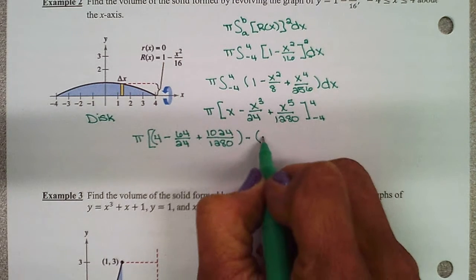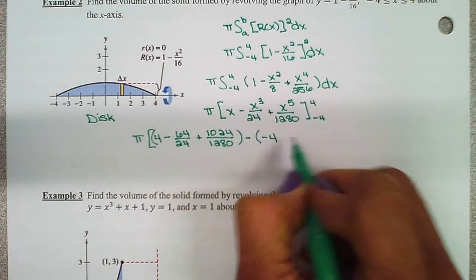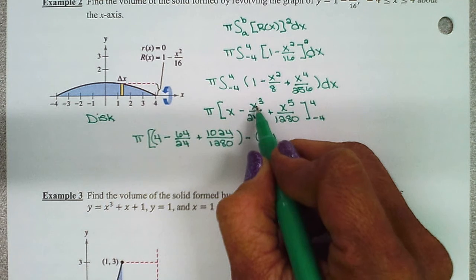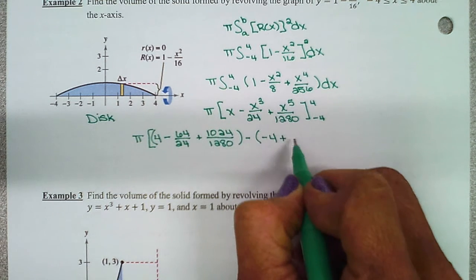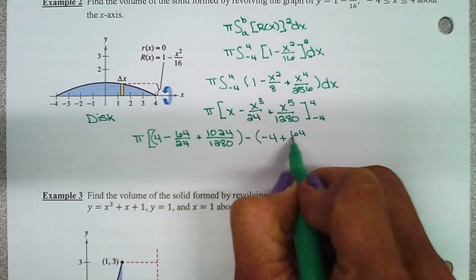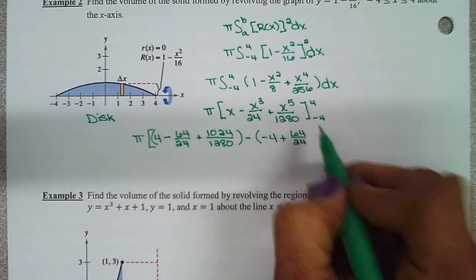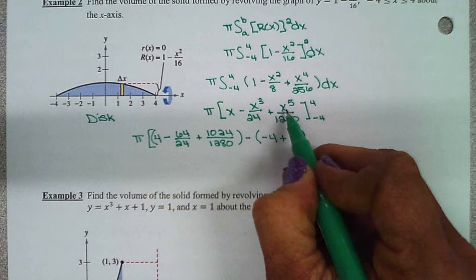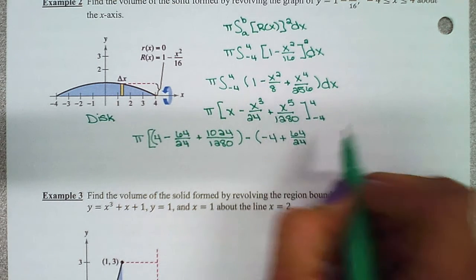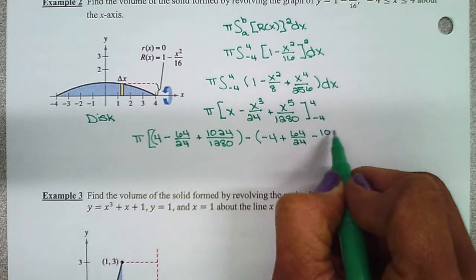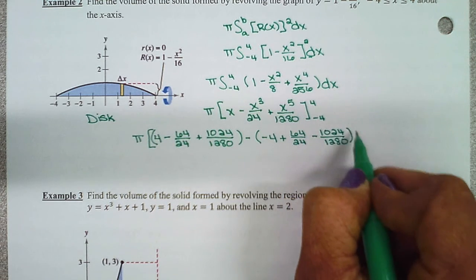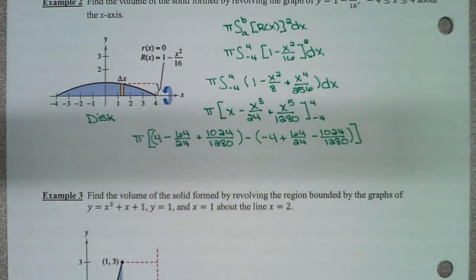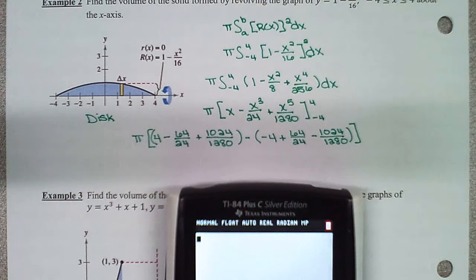So now if I plug in a -4, I'm going to get a -4. That's going to end up making a -64, and then that negative is going to turn it into a plus 64 over 24. And then here, that negative to the 5th is going to make a minus, and then the 1024 over 1280. And now I am going to plug all of that into the calculator and let it do the work.